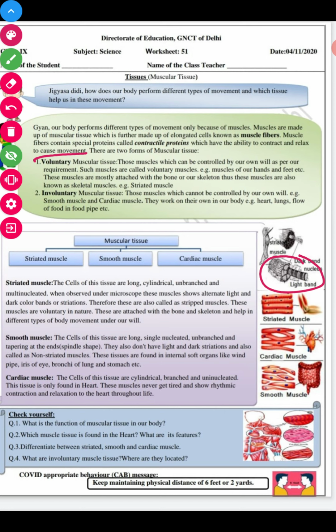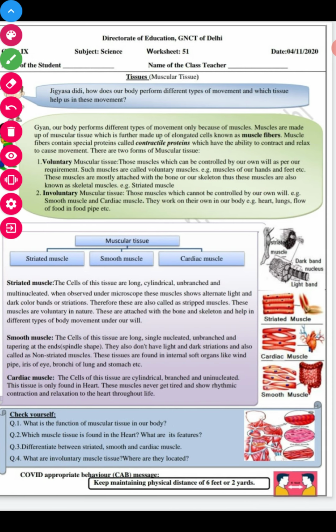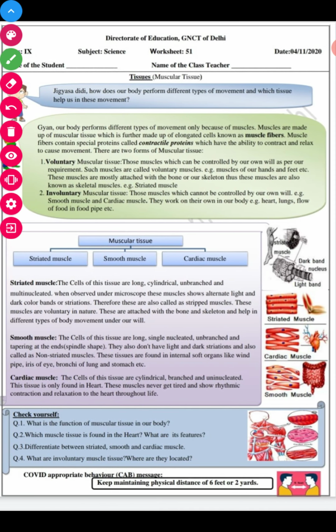See this, these are muscular tissues. Muscular tissues are elongated cells and are called muscle fibers. This is the structure of a muscle fiber, and muscle fiber contains a special kind of protein called contractile protein, which has the ability to contract and relax. Movement is possible only because of the contraction and relaxation of the muscle fiber, right?